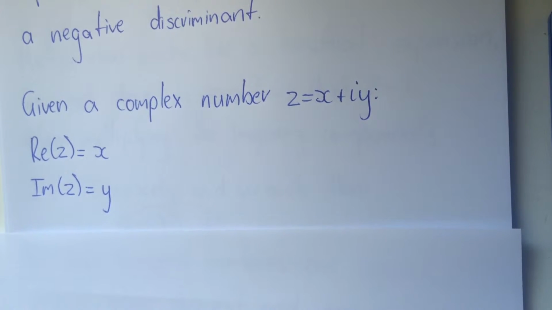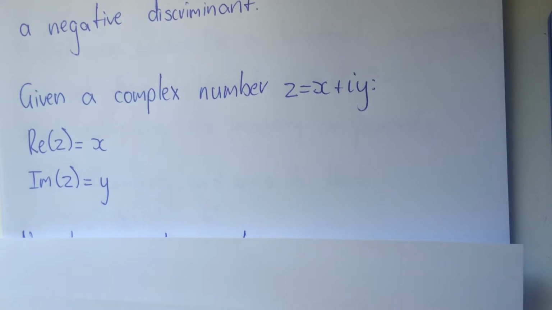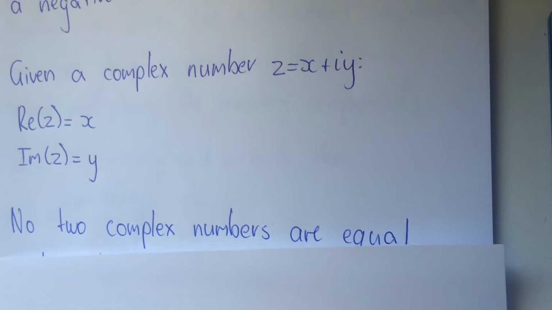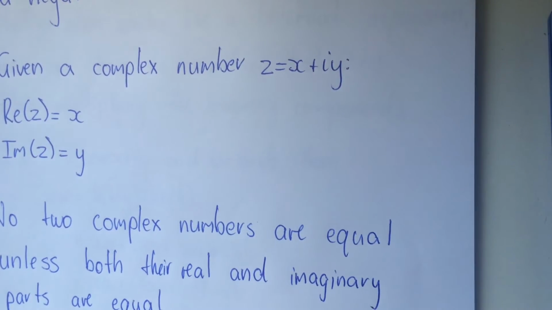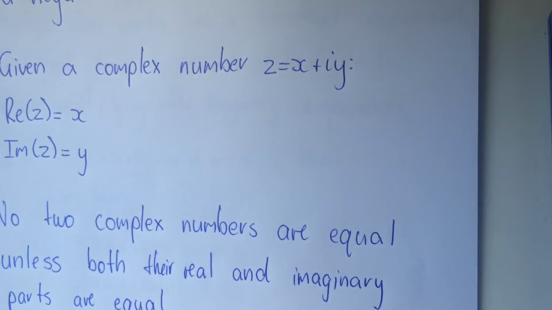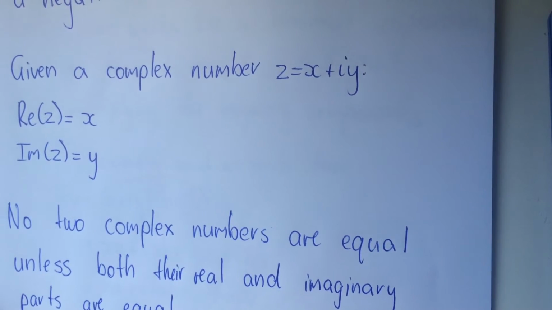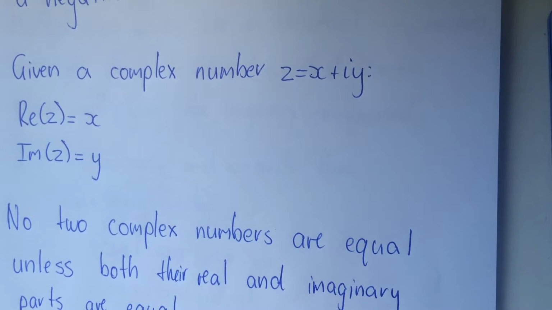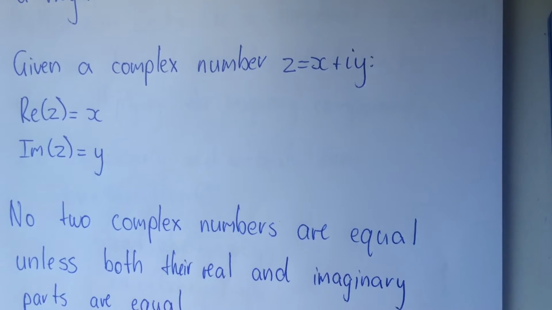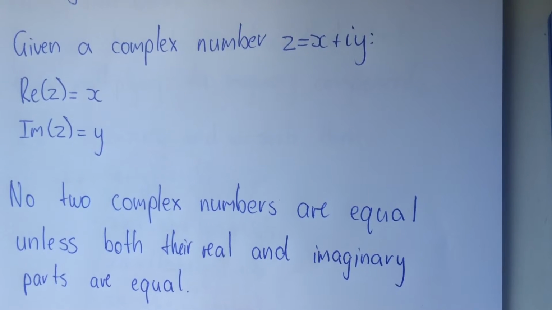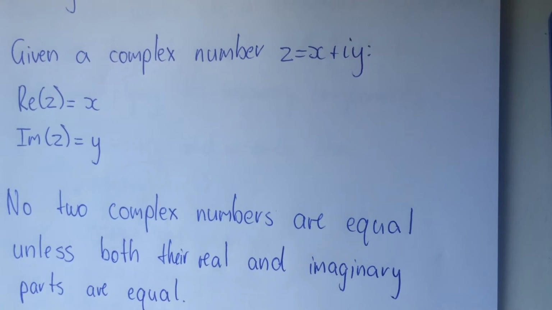In fact, in order for any two complex numbers to be equal, both their real and imaginary components must also be equal. This comes from the fact that the complex numbers are not an ordered set. There is no one complex number greater than any other. This is because i does not have a numerical value.